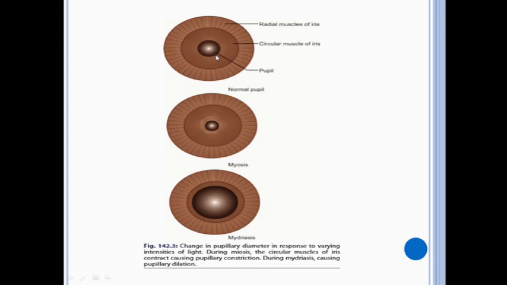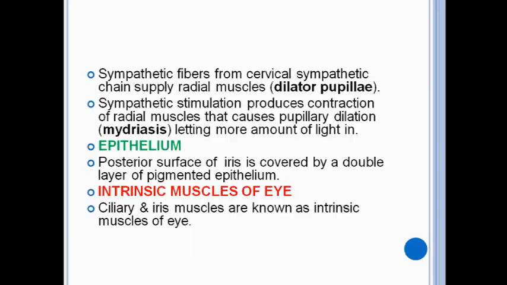The main function is of the muscles of your iris, that is your sphincter pupillae and dilator pupillae. They are termed as the intrinsic muscles of your eye, and they regulate the amount of light that should enter. The last layer is the epithelium. It is on the posterior surface of the iris, covered by a double layer of pigmented epithelium. So endothelium, stroma, and epithelium.